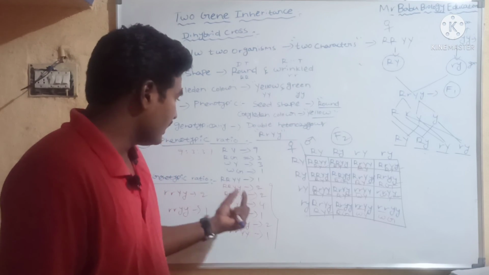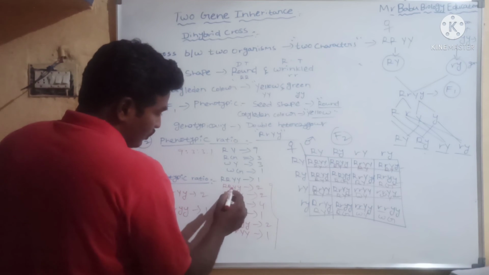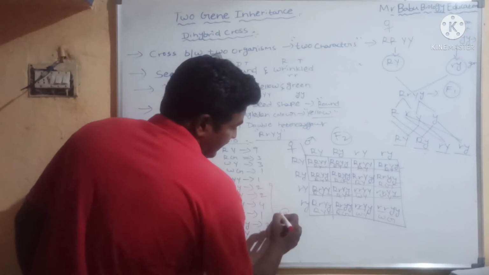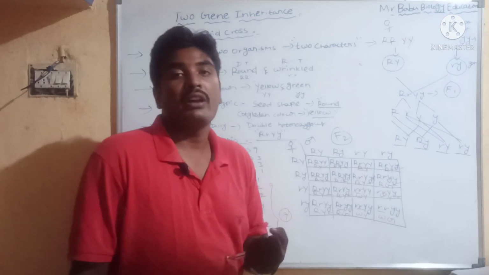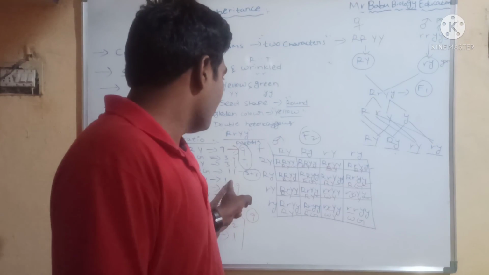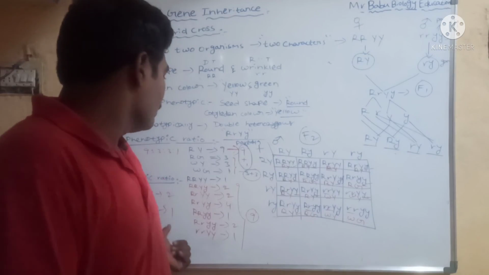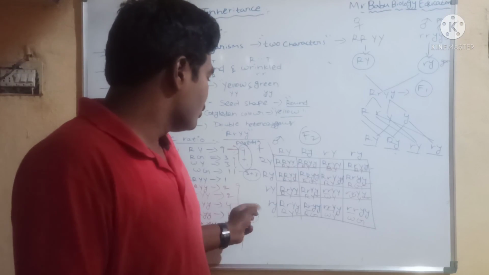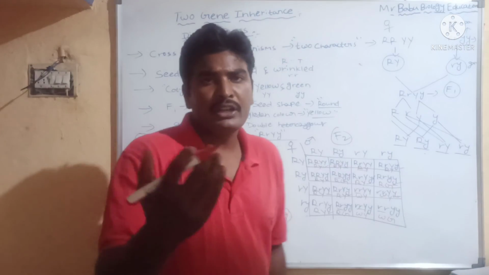Now, what is the variation in the F2 generation genotypic ratio? How many variations are we getting? 1, 2, 3, 4, 5, 6, 7, 8, 9. 9 variations we are getting. So genotypically, 9 variations in the F2 generation. Now what is the genotypic ratio? 1:2:2:4:1:2:1:2:1. So this is the genotypic ratio of a dihybrid cross.